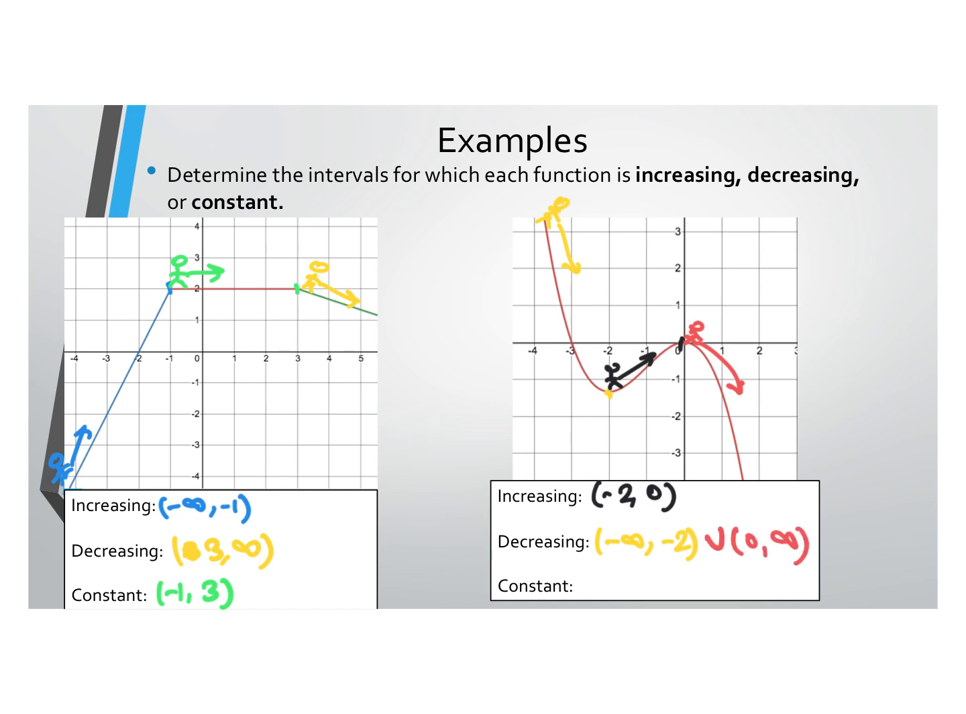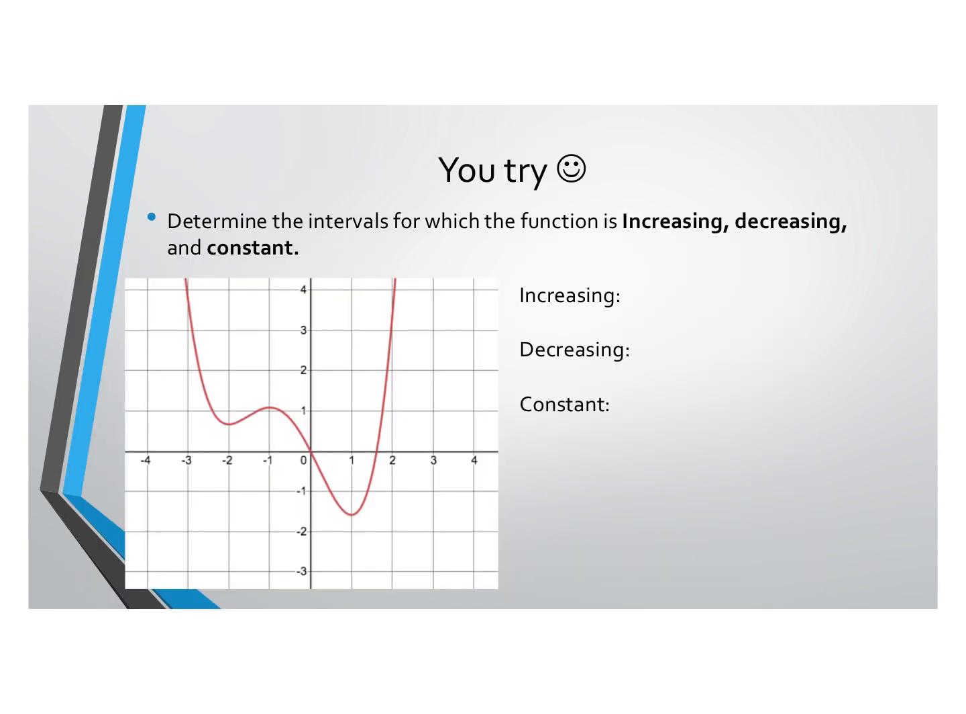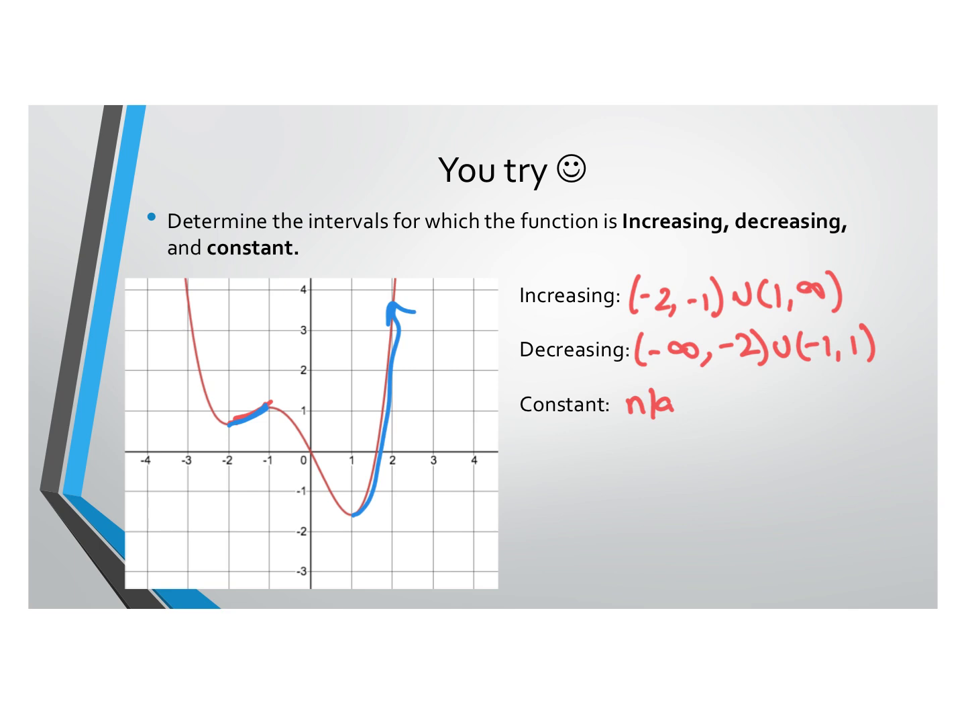Okay, so the U just means like a gap, it means or, it means like there is a break. And then we have no constant. Take a second or two and try the U-try. Okay, so notice we are decreasing or increasing. Let me change my color real quick so we can see it better.